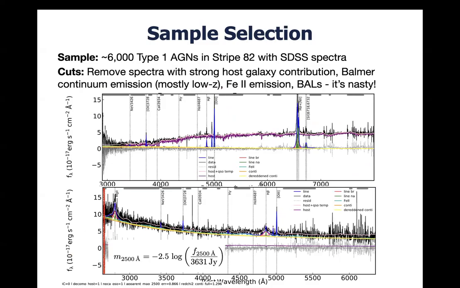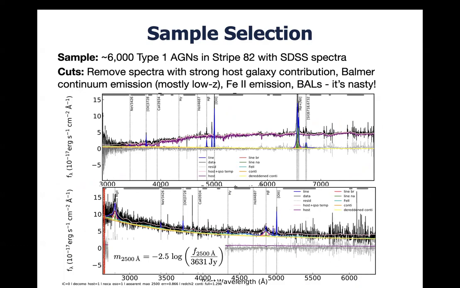So we have 6,000 AGN in Stripe 82. We looked at the spectrum for all of them. This is also pretty important. I thought this would not be too hard, and then I started looking at these spectra, and I was like, man, this is such a mess. You want to see the accretion disk continuum, right?